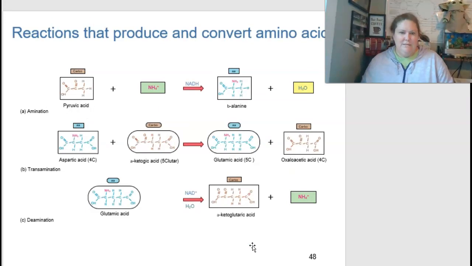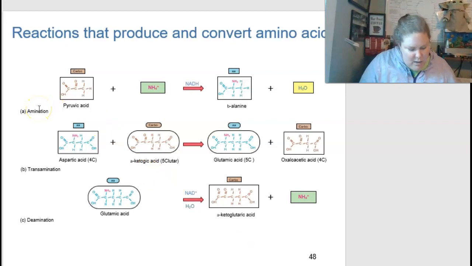So what about reactions that produce and convert amino acids? Well, this is figure 8.26 in your book. All of the reactions require energy as ATP or NADH and a specialized enzyme. In amination up here, which is the addition of an ammonium molecule or an amino group, a carbohydrate can be converted into an amino acid.